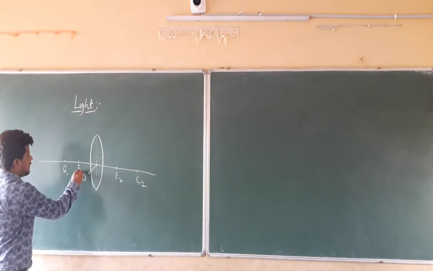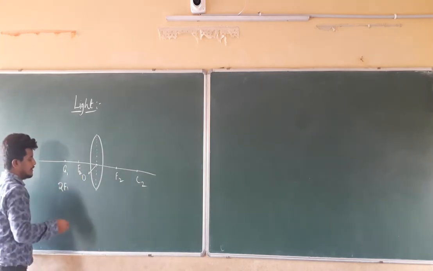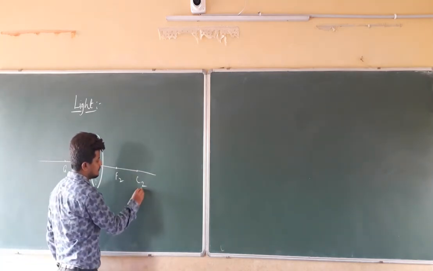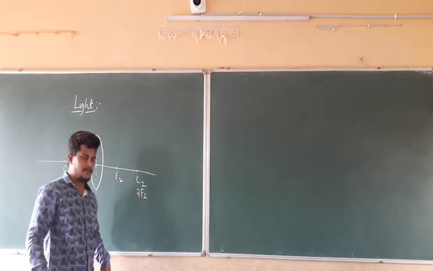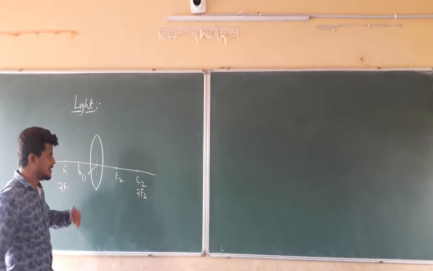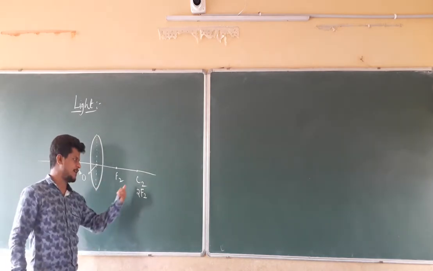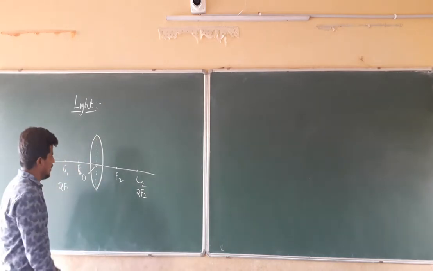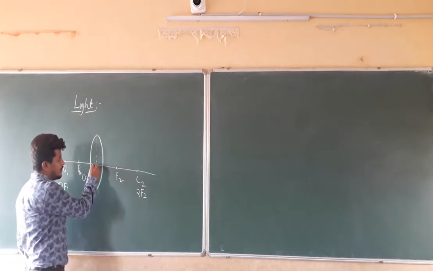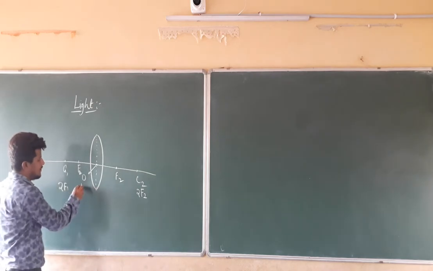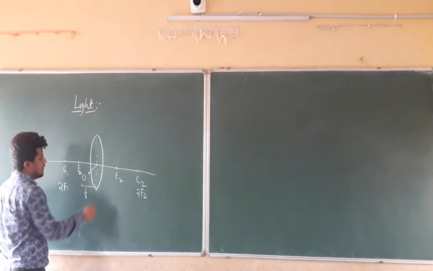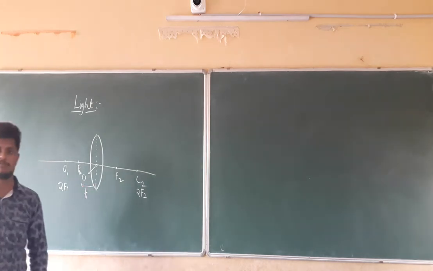In other words, this can be written as 2F1 and this can be written as 2F2. Why 2F1, 2F2? Since the center of curvature, that is the radius of curvature, is double the focal length, we can write it as 2F2. The distance from the optic center O to the principal focus is the focal length, which is denoted by small f.